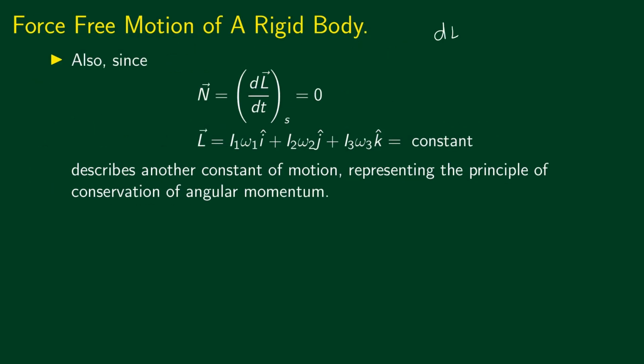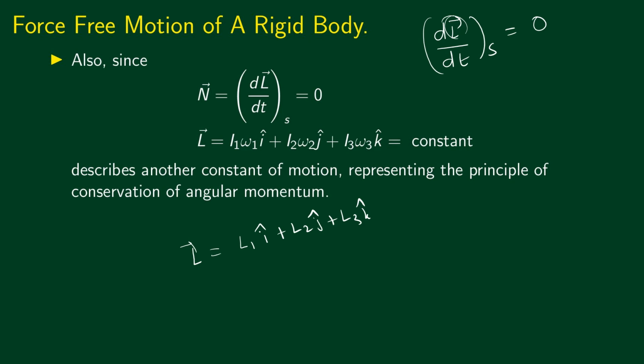Now let's look at the equation we started with. dL vector by dt with respect to a space set of axes is equal to N vector. And if the external torques are 0, we have dL vector by dt is equal to 0, which means that L vector is also a constant of motion. L vector itself is written as L vector equal to L1 i hat plus L2 j hat plus L3 k hat, where L1, L2 and L3 are components of the angular momentum vector.